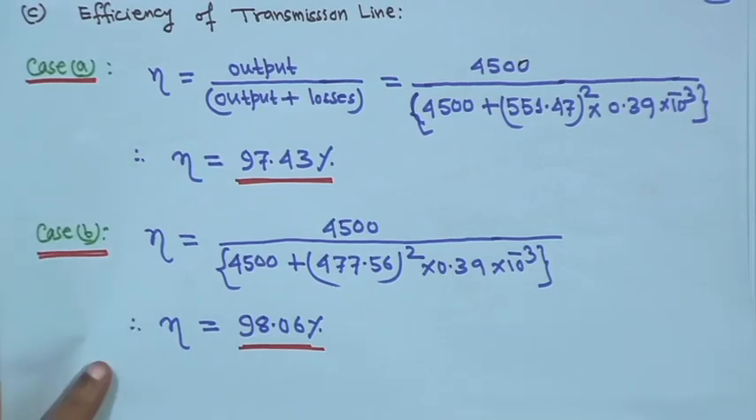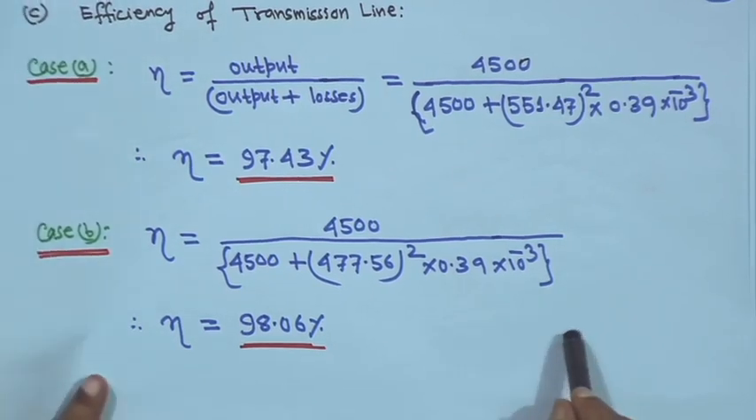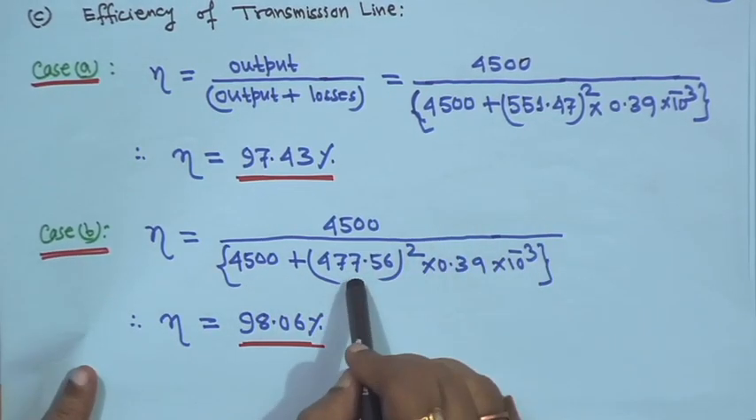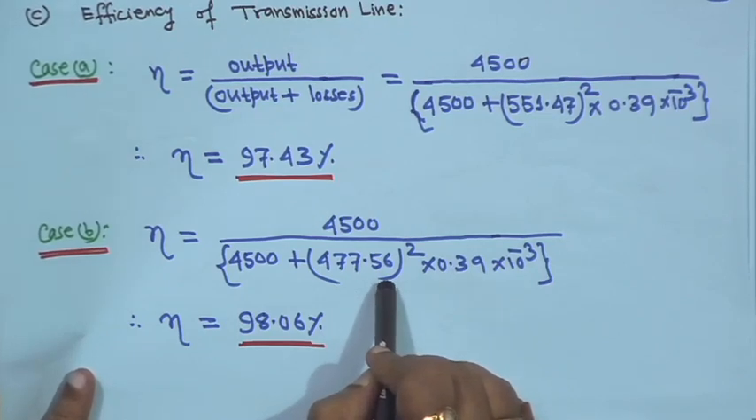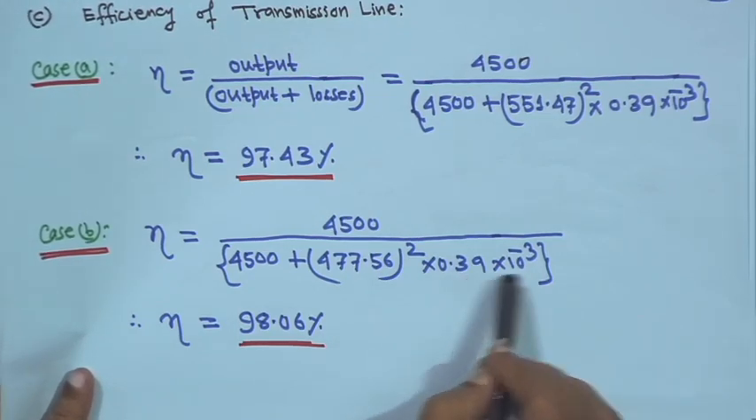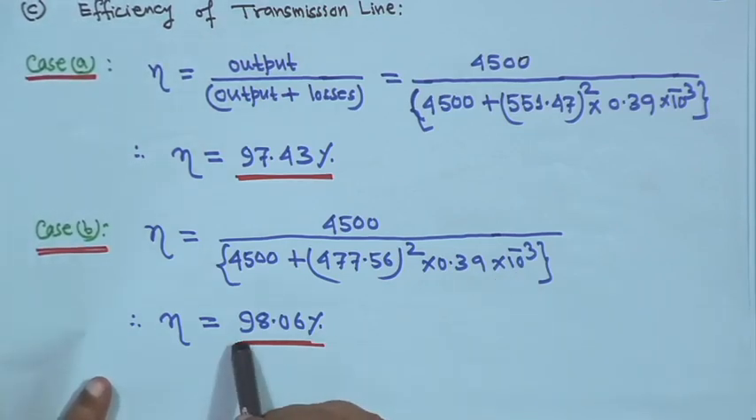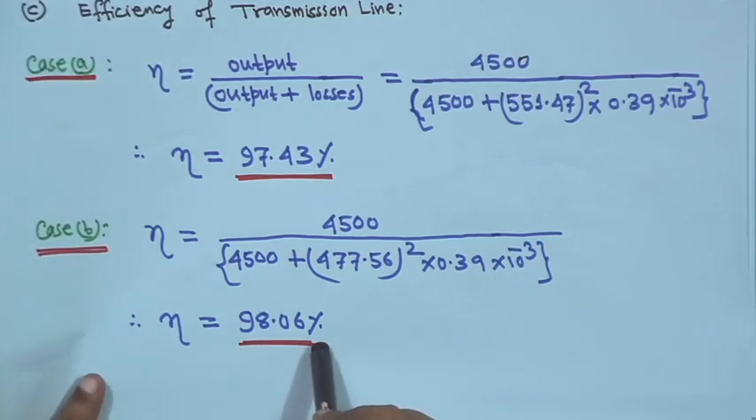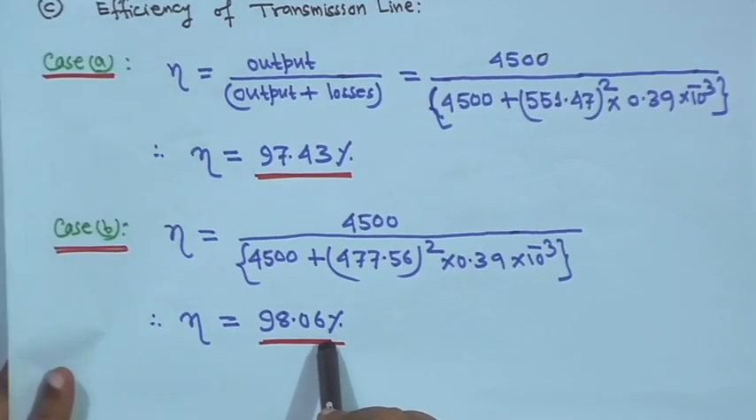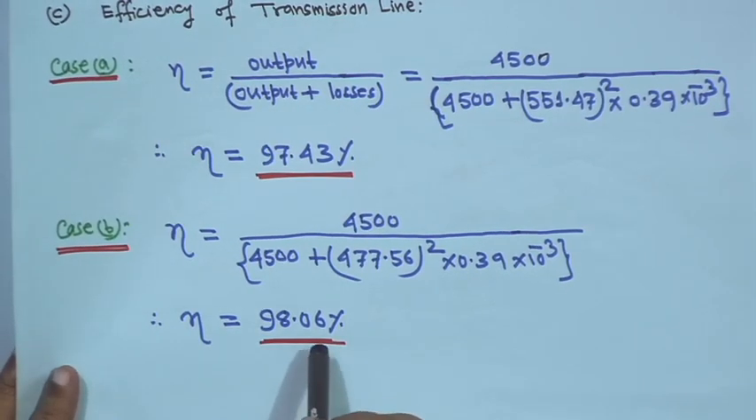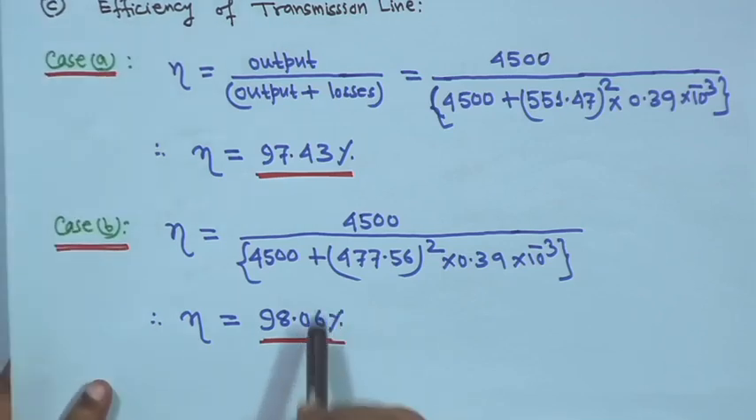So efficiency is 97.43%. And when you connect the shunt capacitor, at that time the current was 477.56 into 0.39, and it is converted to kilowatt, so multiplied by 10 to the power minus 3. So it is 98.06%. That means when you connect the shunt capacitor, the transmission line efficiency improves to some extent, right. So that is the idea.